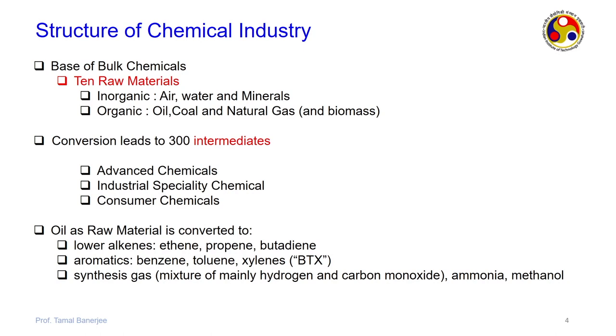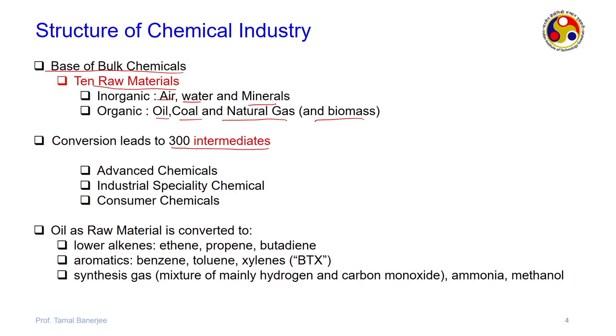So, if I write down the total chemical structure, it is like the base chemicals. Most of the bulk chemicals are made from 10 raw materials, whether inorganic or organic. In inorganic, what are the raw materials? Air, water and minerals. And organic? Oil, coal, natural gas, and biomass also nowadays. From these 10 raw materials, we make close to 300 intermediates.